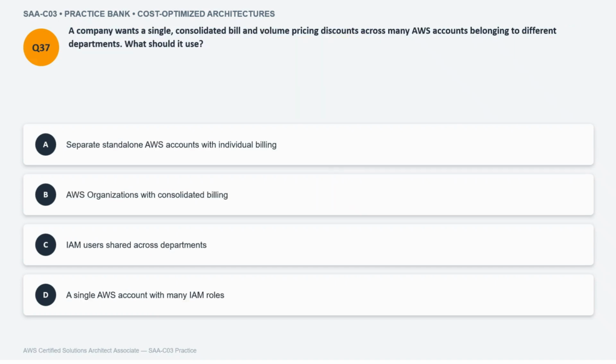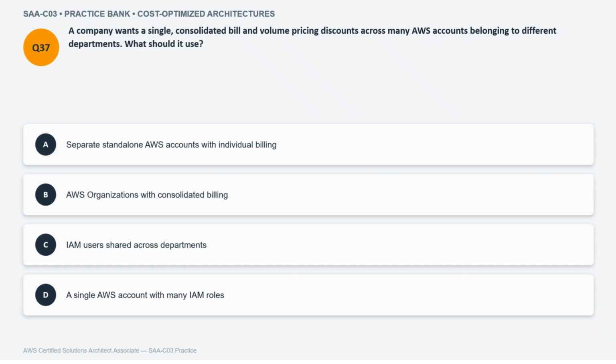A company wants a single consolidated bill and volume pricing discounts across many AWS accounts belonging to different departments. What should it use? Separate standalone AWS accounts with individual billing, AWS Organizations with consolidated billing, IAM users shared across a department, or a single AWS account with many IAM roles.